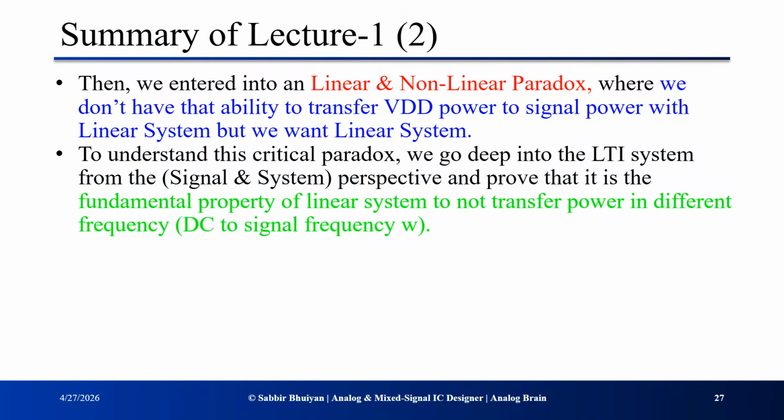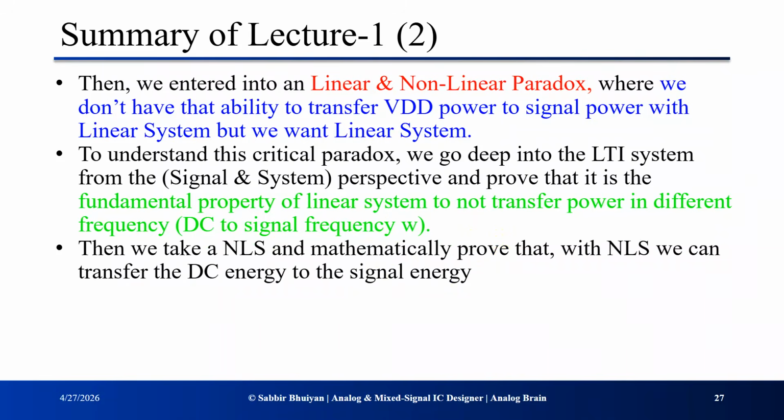To understand this critical paradox, we go deep into the LTI system from the signal and system perspective and prove that it is a fundamental property of a linear system to not transfer power across different frequencies, DC to signal frequency. So we proved rigorously, using LTI analysis and Python simulation, that a linear system cannot transfer power from DC to signal frequency omega. By superposition, VDD energy stays at zero frequency regardless of the circuit.